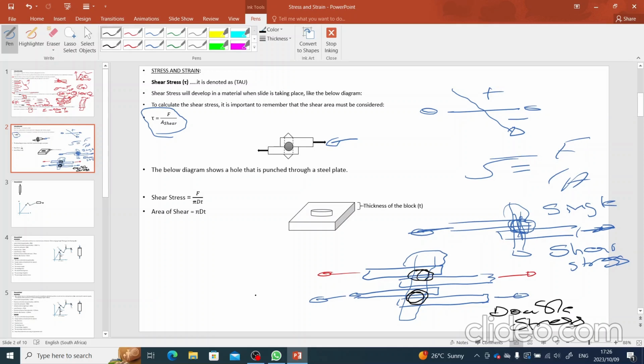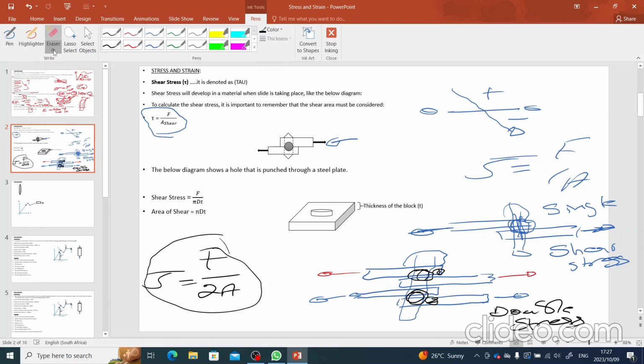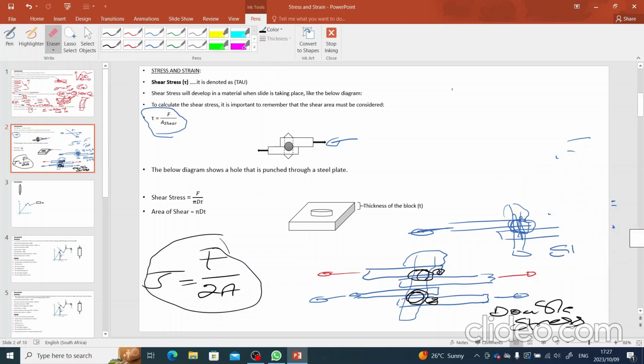stress. In calculating the double shear stress, tau equals force over 2 times area, because the pin is being sheared in two positions. This would be the first position and the second position. We will use this formula to calculate the double shear. Please make note of that formula. Don't forget it. That's for double shear. Double shear goes hand in glove with this diagram that I just indicated.